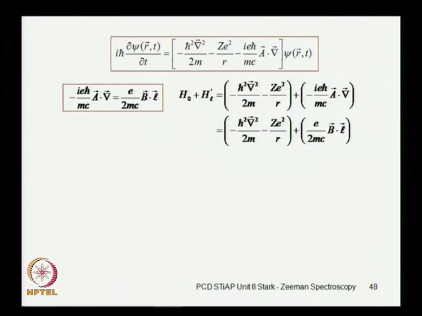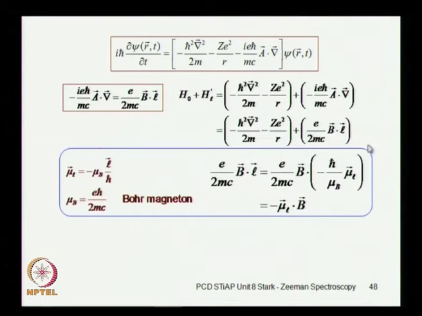This is what you can treat perturbatively, because these two terms give you the unperturbed Hamiltonian for which the exact solutions are known, and you can treat this perturbatively because B is small. So, this is like a mu dot B term, and to write this in a form like mu dot B, you recognize that there is a magnetic moment which is associated with this orbital angular momentum vector.